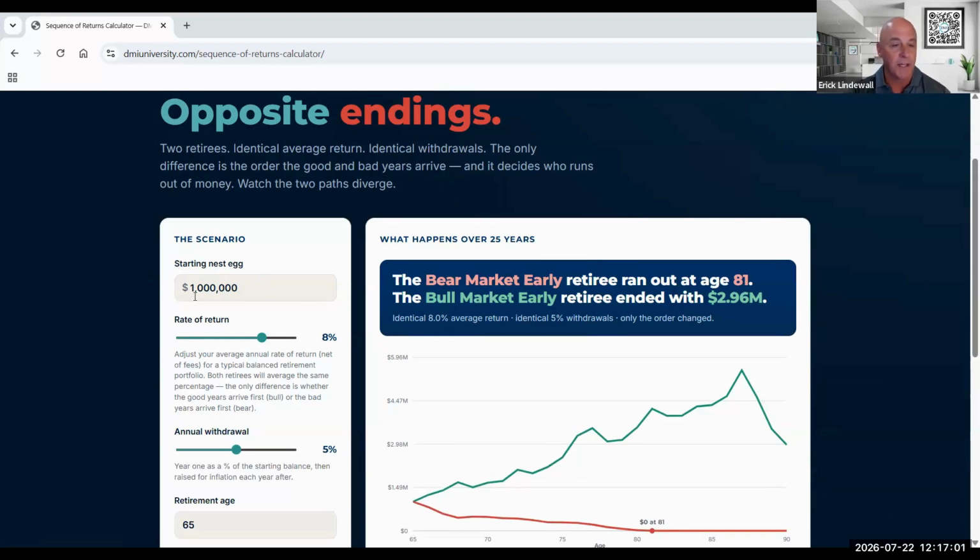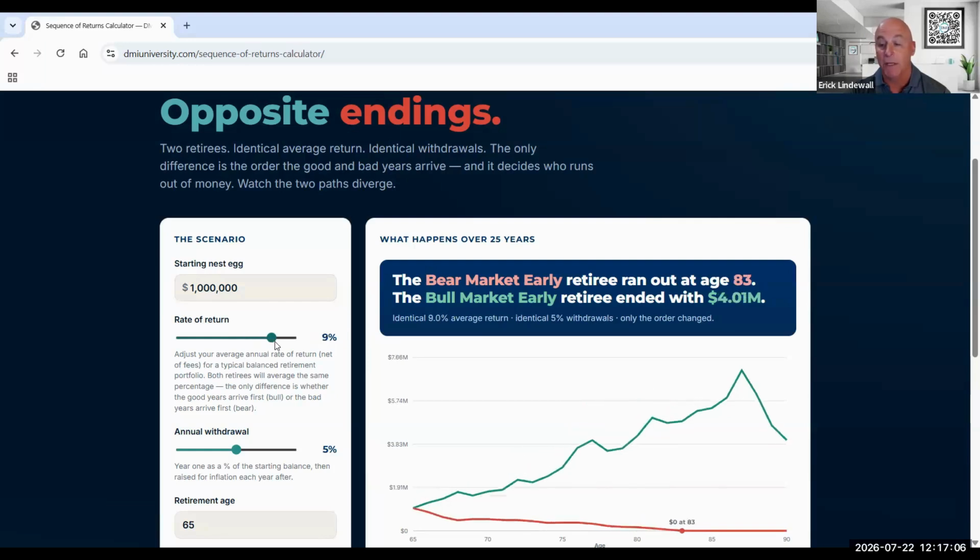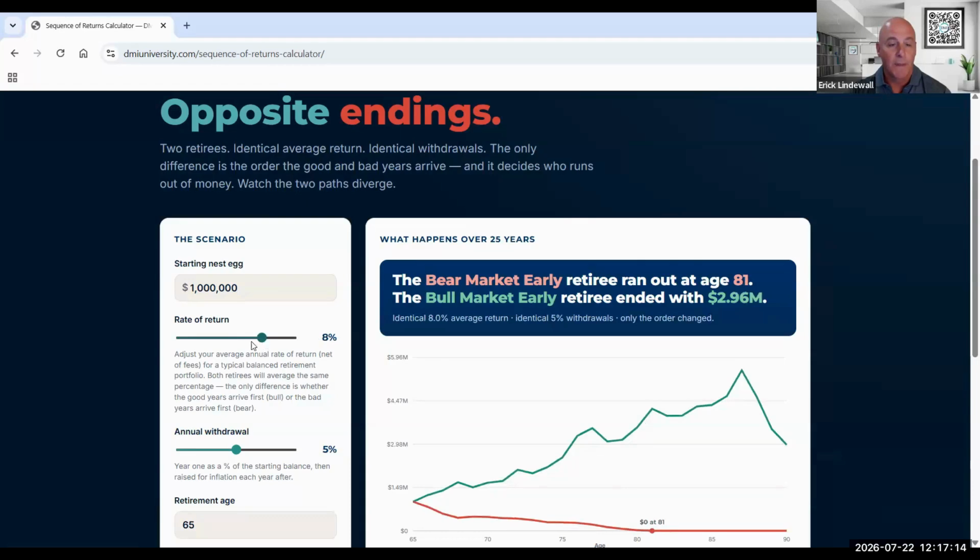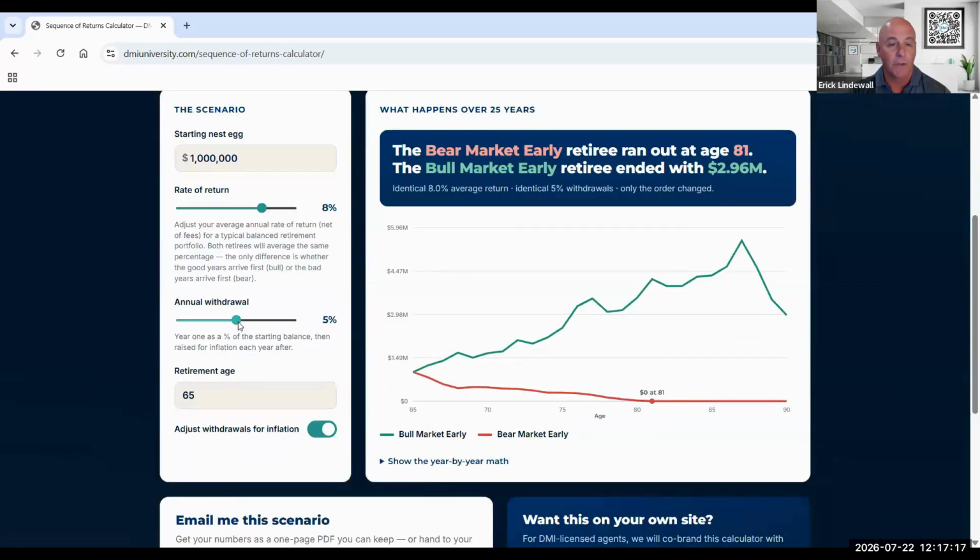We can enter what their nest egg is, and we can select what their expected annual rate of return might be in retirement, right? Now, I want to just stress this is net return, net of all fees, right? And then we can select what level of withdrawal percentage they need. So let's say I've got $1 million and I say, hey, between my Social Security and maybe a small pension I might have, I need another $50,000 a year to connect all the dots in retirement. That's what I need, right? And so you'll say, well, that's about a 5% annual withdrawal off your $1 million nest egg, Eric.